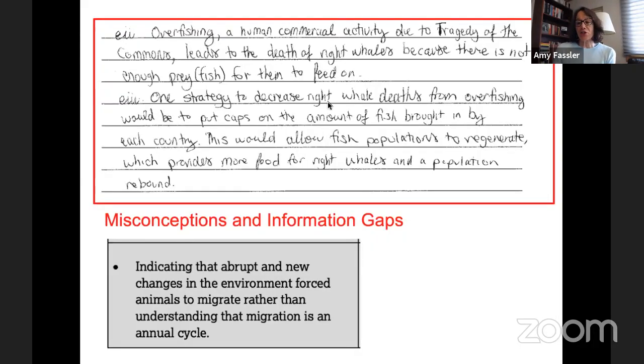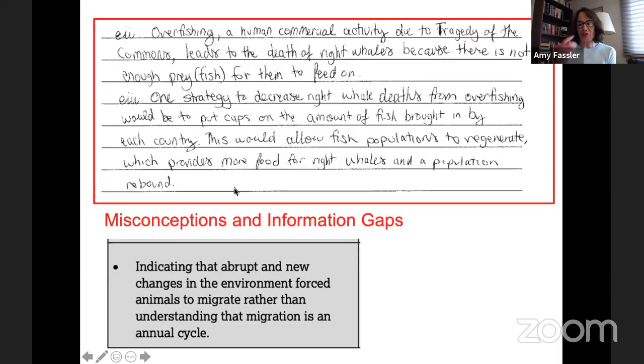And actually the student earned 0 points for this. They did not earn the point for the activity that threatens the whale population because fishing of other fish does not directly cause the death of right whales. And if they didn't earn that first point, they couldn't earn the point for a solution or a strategy to decrease the effect of that.